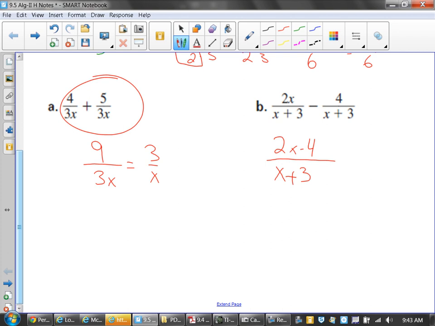Could I simplify my numerator at all? Yes. How? GCF. I can take out a 2. But does that get me anywhere? No. What I'm asking here, guys, is this is the same thing as saying 2 times the quantity x minus 2 over x plus 3.